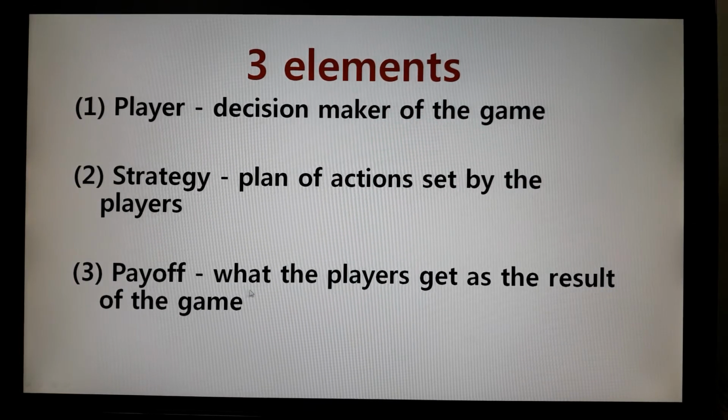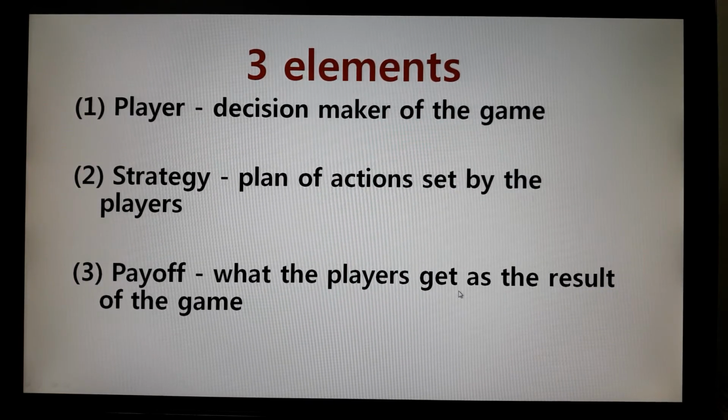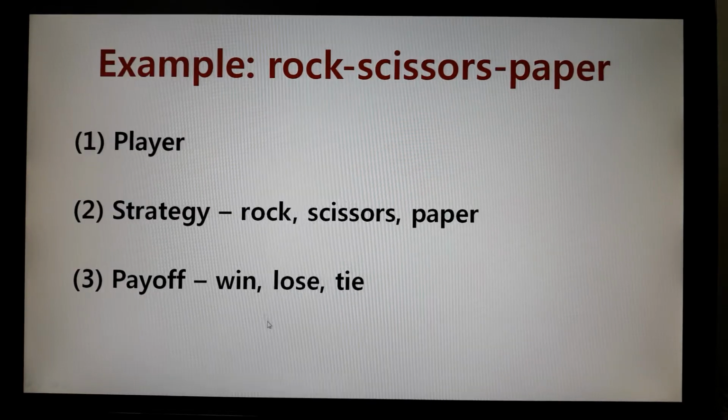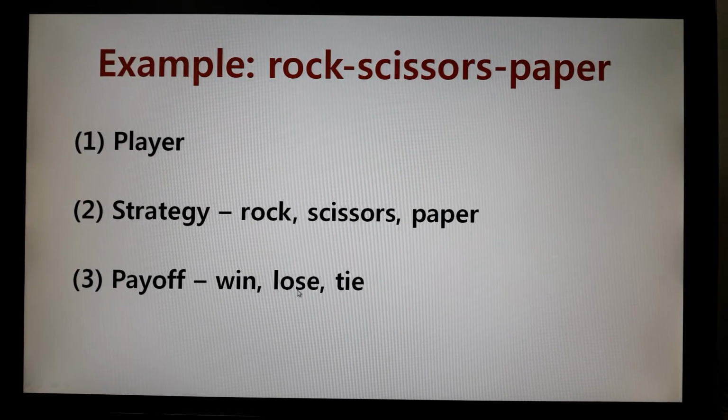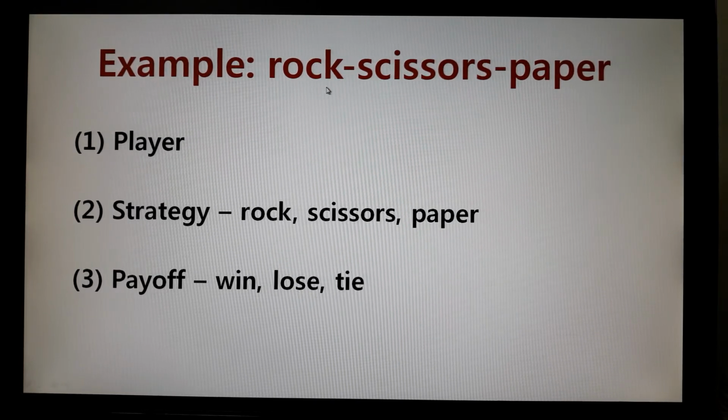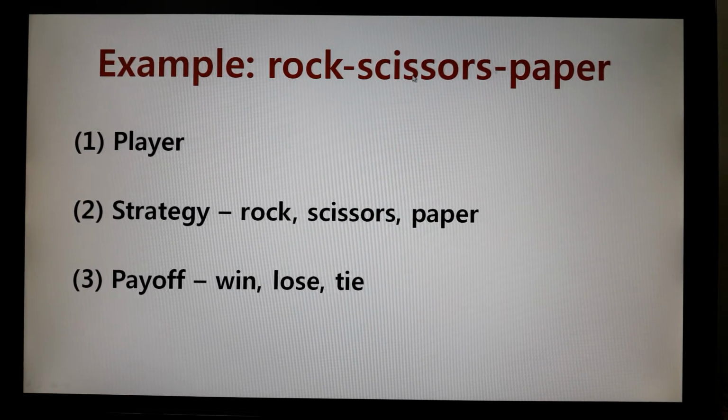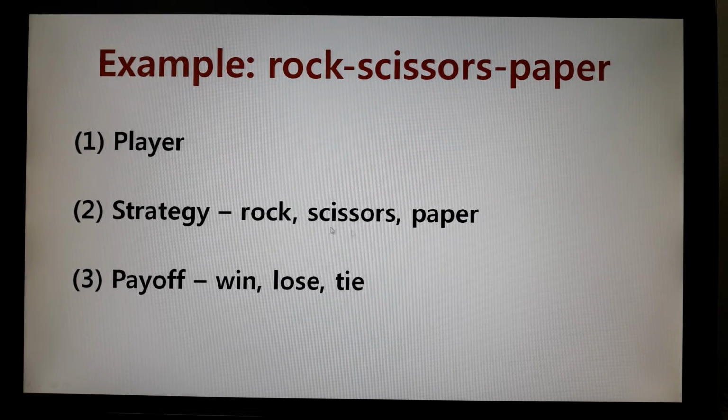What is the payoff? Payoff is what the players get as the result of the game. In the rock, scissors, paper game, there are three results. You win, you lose, or it's a tie. If I give rock, Professor Lee gives rock, it's a tie. If I give rock, my opponent gives scissors, I win. If I give rock, my opponent gives paper, I lose. So, the rock, scissors, paper game has players, strategies, and payoff.